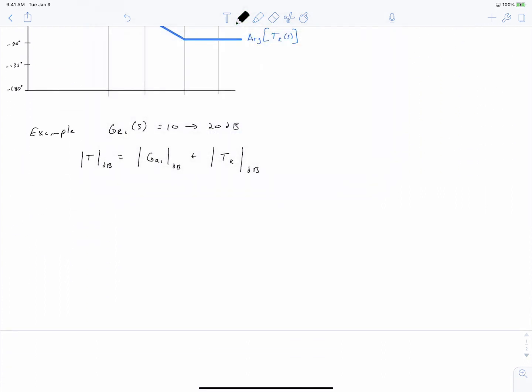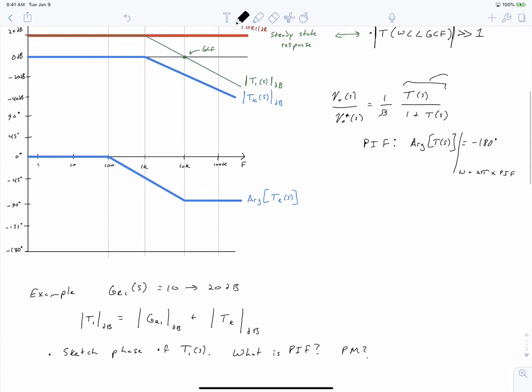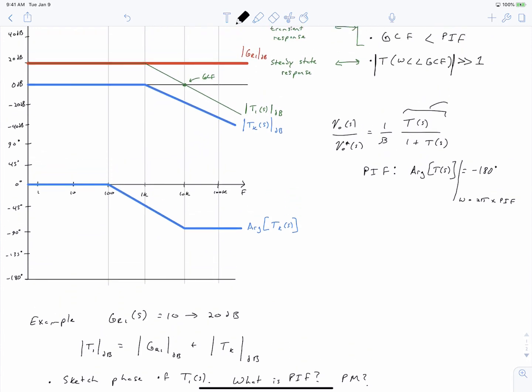I want you now to, on the phase plot, on this bottom plot, so we're calling this T1 because it's the loop gain for regulator option 1. So sketch the phase of the loop gain. And I want you to tell me what the phase inversion frequency is and what the phase margin is. So press pause, sketch it on this graph down here, and press play when you're ready to resume.